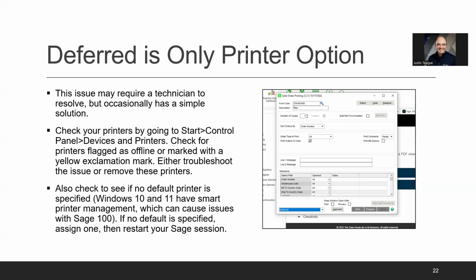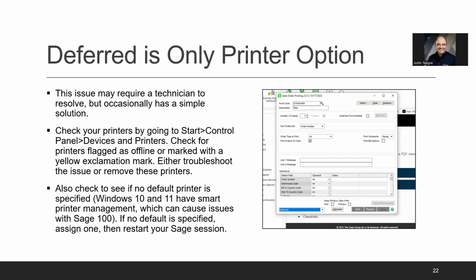Check for printers that are flagged as offline or marked with an exclamation mark in older systems. If you can troubleshoot issues with them or remove them, that can sometimes resolve this issue, as Sage does not like there to be invalid printers on the system or errored out jobs that have been spooled to printers that are having problems. That can frequently cause Sage to not see your printers properly.